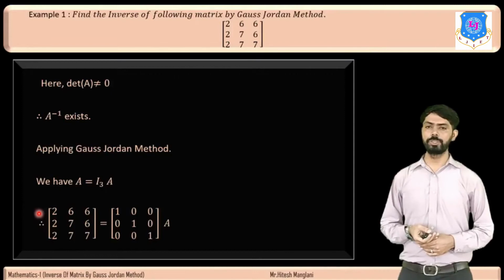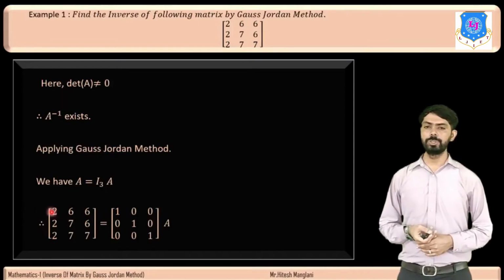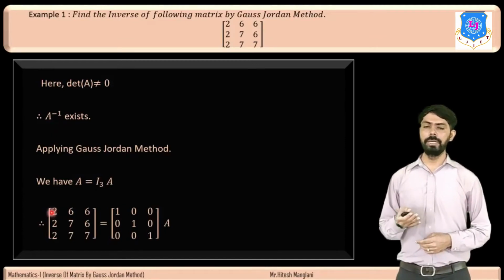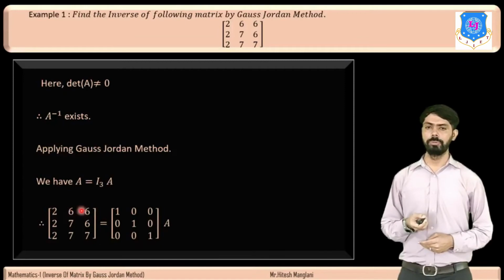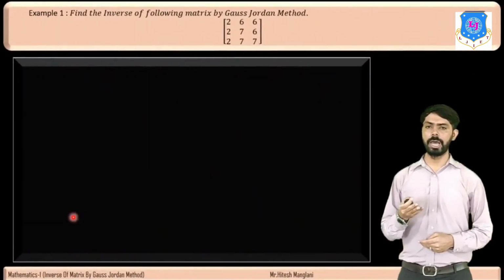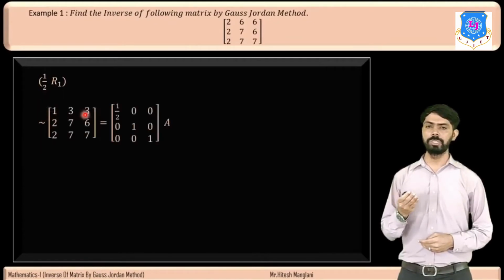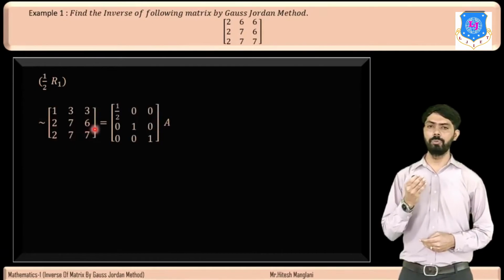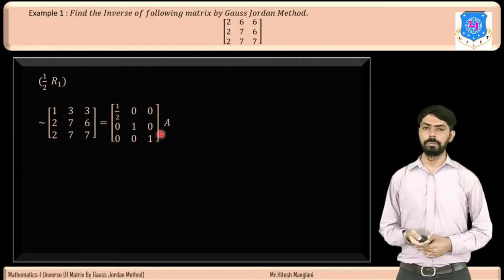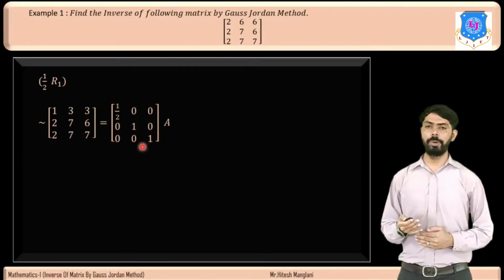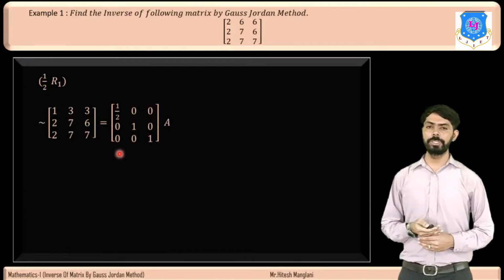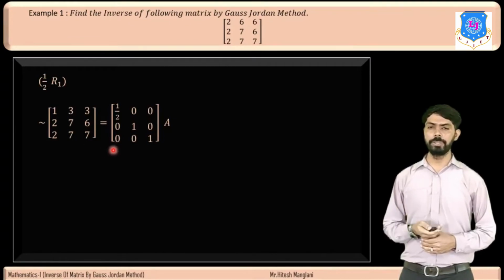If you look at the first row, the leading entry is 2, but here the leading entry should be 1. So for that we will divide the first row by 2. We will use the row operation R1 divided by 2. So the next matrix will be 1 3 3, 2 7 6, 2 7 7, equal to 1 by 2 0 0, 0 1 0, 0 0 1, into A. Now we have to apply a row operation to the matrix on the left hand side, and that row operation we have to apply to the identity matrix also.